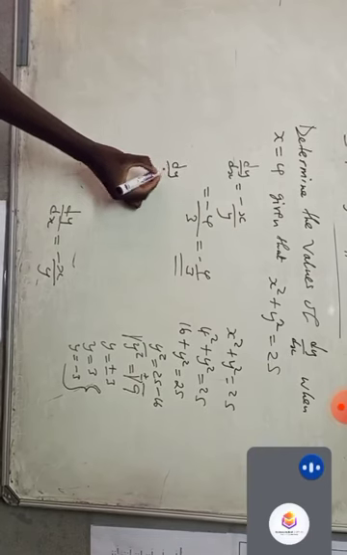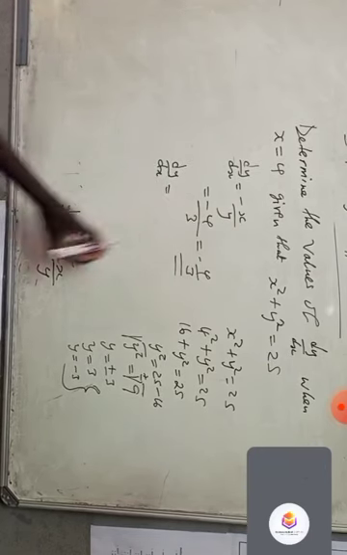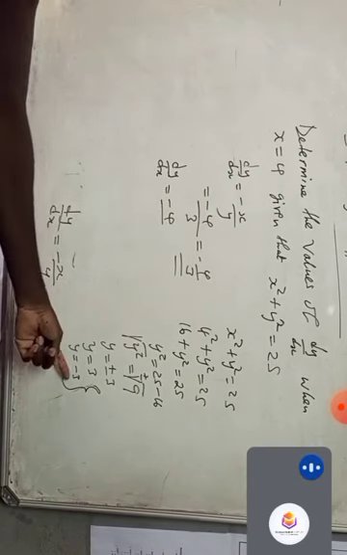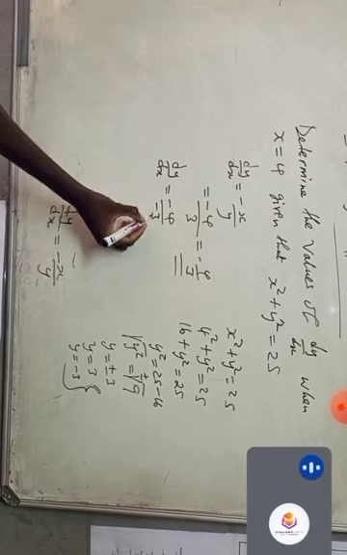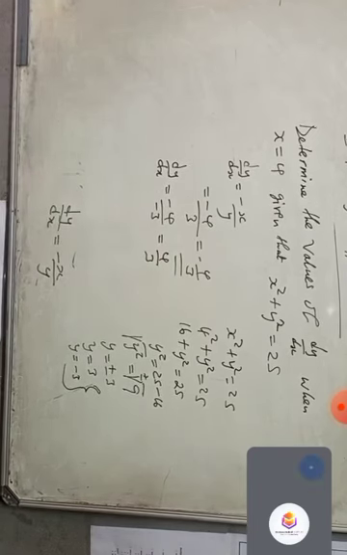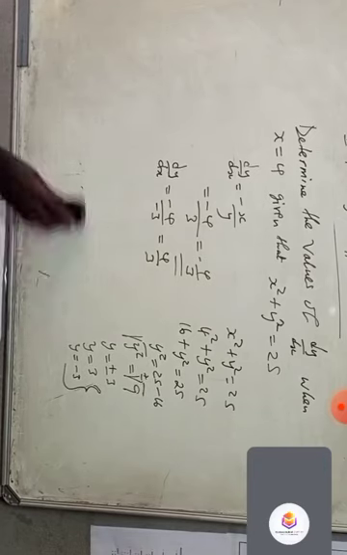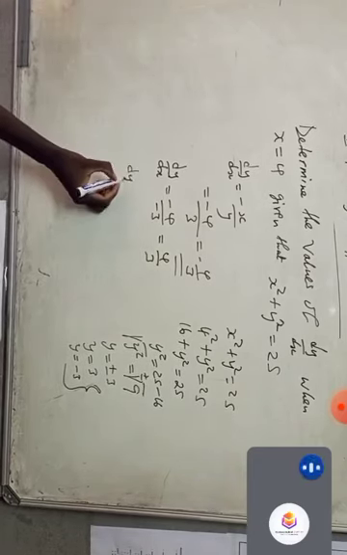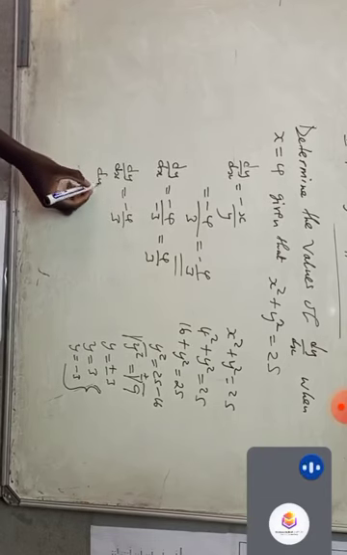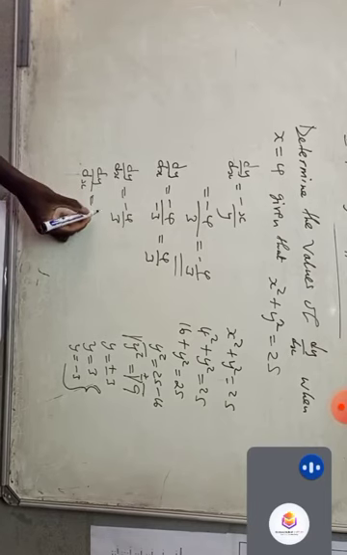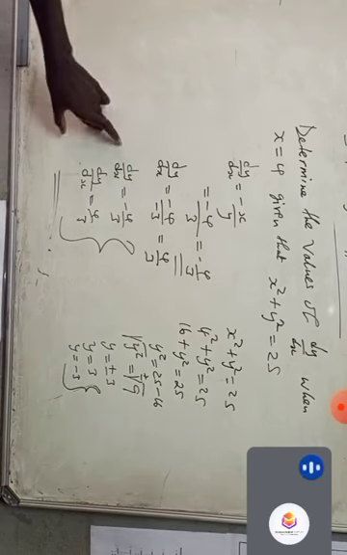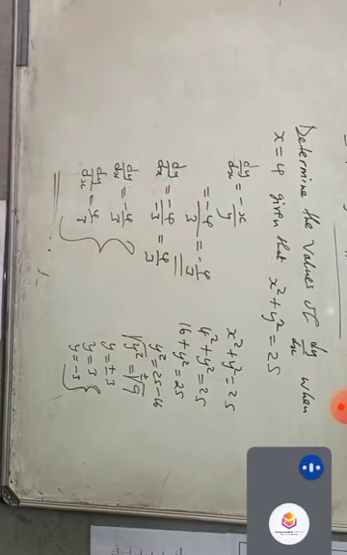Then again, dy/dx is equal to, where there is x again, I'll replace it by 4. Again, y is equal to negative 3, so I'll place negative 3 here. Then we have 4 over 3. So we have dy/dx equal to negative 4 over 3, then dy/dx equal to 4 over 3. So these are the two values of dy/dx.